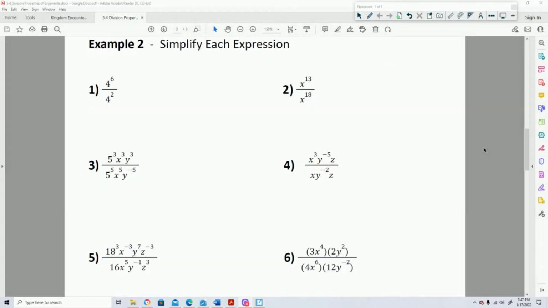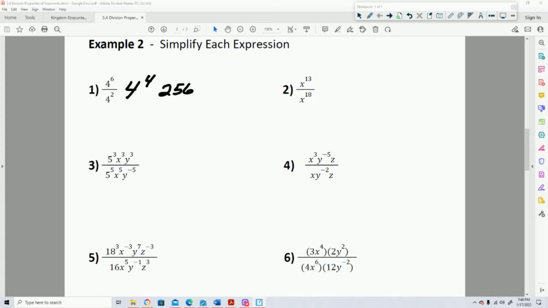For this section, we are simply going to simplify the expressions. It's what we're used to doing anyway, except it's division today. Okay, so let's look at this. We've got 4 to the 6 over 4 squared. The bases stay the same. And then 6 minus 2 is simply 4. 4 to the 4th. If I really want to do that, 4 times 4 is 16. 16 times 16 should be 256. So I get 256 for an answer.